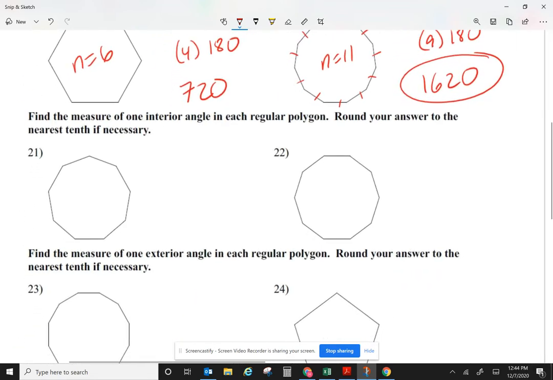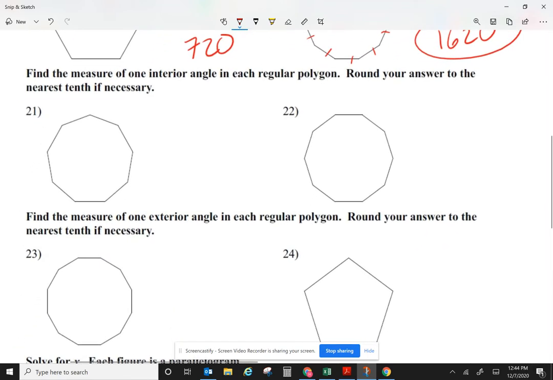Now, to play around a little, I'm going to ask you guys to find the measure of one interior angle in each regular polygon. Now, the word regular means that all the sides have the same length. All the angles are the same. So round your answer to the nearest tenth if necessary. In this case, you might deal with some decimals. First of all, find out how much all of the angles add up to. Let me count my sides.